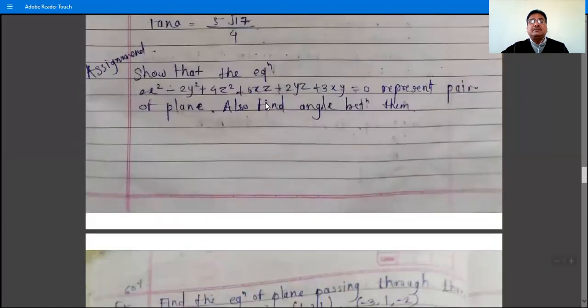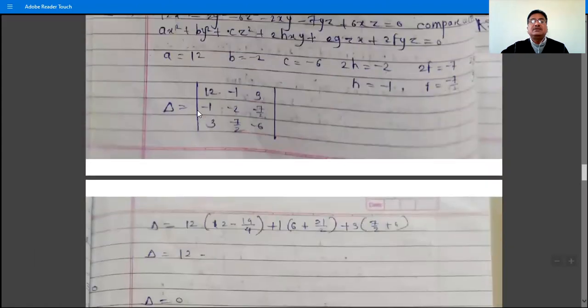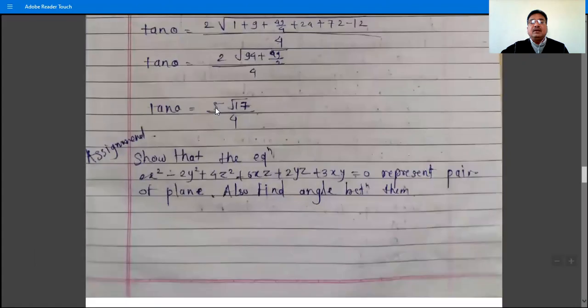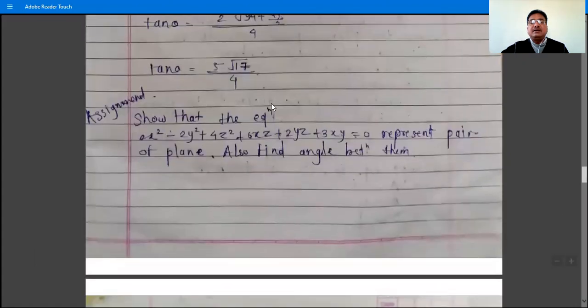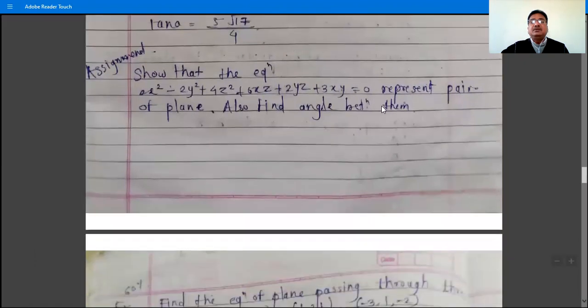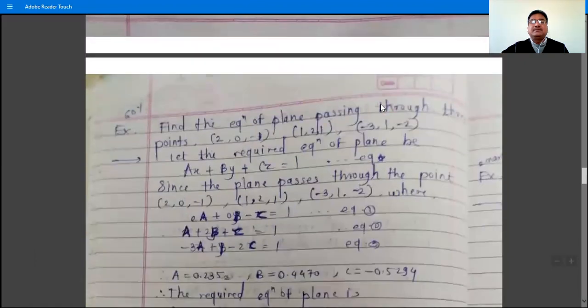So the same example for homework: show that this equation represents a pair of planes. Compare this equation with the standard equation and show that the determinant delta is equal to 0, and then use this formula and find the angle theta between the pair of planes.